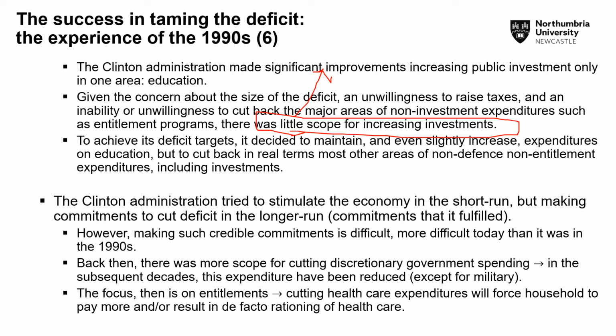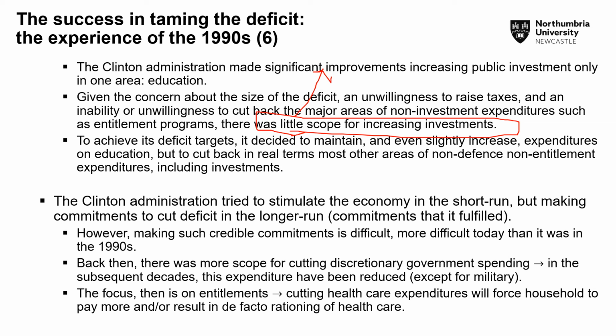However, making such credible commitments is difficult, more so today than it was in the 90s. That is because back then there was scope for cutting discretionary government spending. In subsequent decades, this expenditure has been reduced except for military spending. So there was more scope in the 90s than now. The focus is then on entitlements, so cutting healthcare expenditures will force households to pay more, and as a result will result in de facto rationing of healthcare. So you see what the problem is of cutting back on certain programs to tame the deficit.